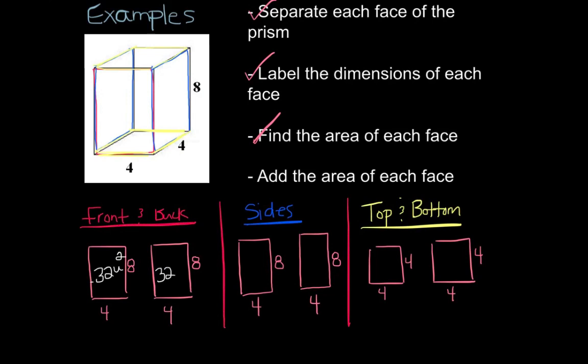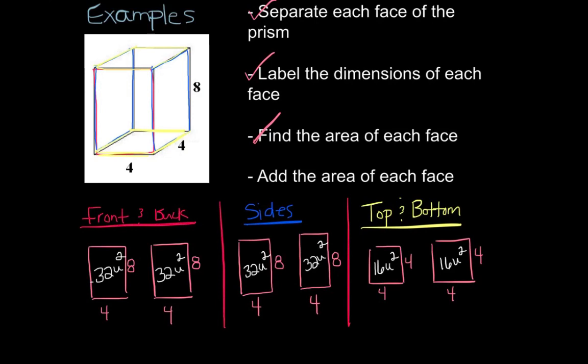And this one is also going to have an area of 32 square units. Moving to the sides, they have the same dimensions since we're dealing with a square prism. So we have 32 square units. Dealing with the top and the bottom, we have 4 by 4. Our base is 4, our height is 4. So the area of that face is 16 square units.